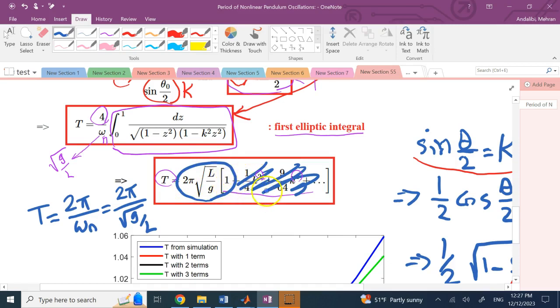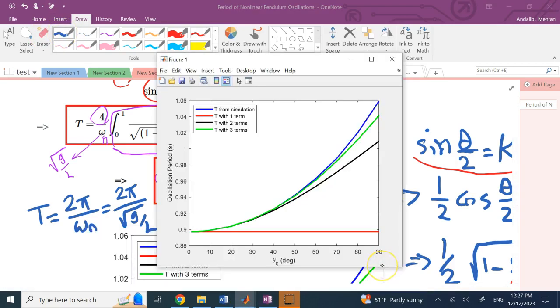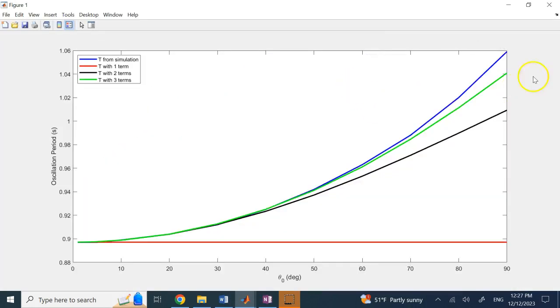But if you want a nonlinear pendulum, you have to add those other terms to make it more and more accurate. So as I said, this is the final result that you can see. The blue is the one from simulation, the relatively accurate one. Red is if I only use a constant, a linear pendulum, and you see it doesn't change. Black is with 2 terms, and green is with 3 terms. And you see if I use more and more terms, my approximations get closer to the simulation values, or you might call it the actual. It's not really actual, but I would say more accurate.